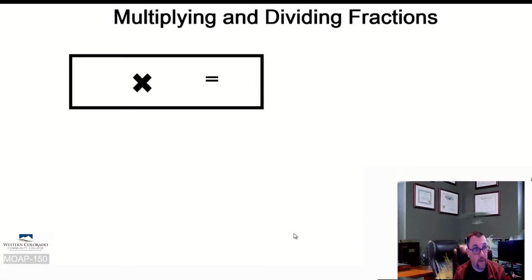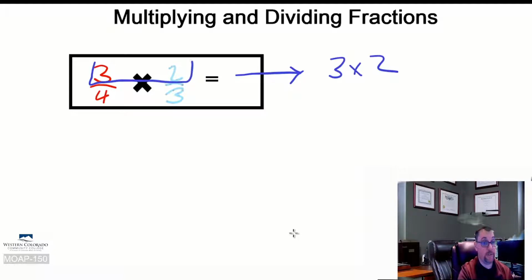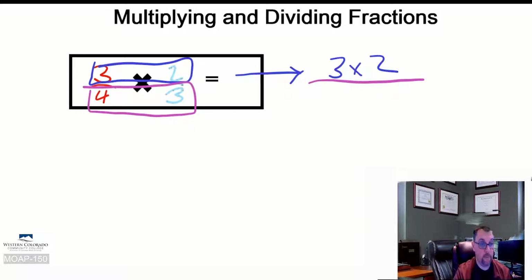So there's a good possibility that you'll find multiplying and dividing fractions easier than adding and subtracting them for this reason: they don't have to have common denominators. So if we were going to do 3/4 times 2/3, the way we set up this problem is to say 3 times 2, which are these numbers here, over 4 times 3. In this case, all we have to do is multiply each side.